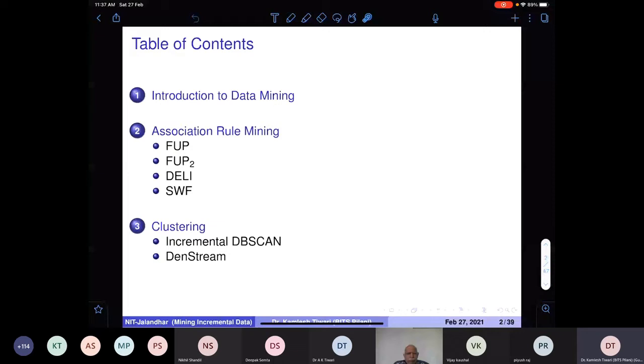So this talk is not going to be comprehensive, but it would give you a high level overview of what the things in the domain are, and some flavor of how to solve that particular problem. Initially, I would like to talk about something about data mining. Then we would talk about one of the important tasks, called association rule mining. We will see a few important approaches, FEP, FEP2, DALY, and SWF, that are used for incremental data mining. Then we will go to another application, called clustering.